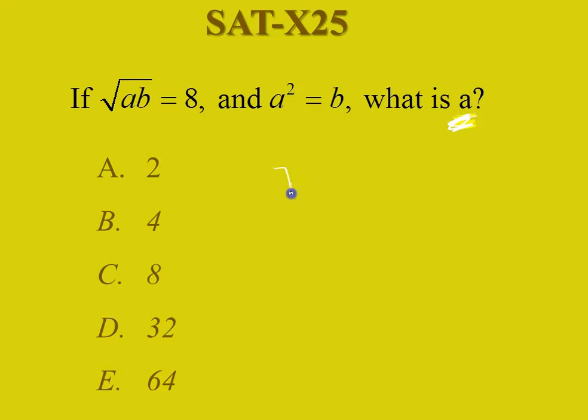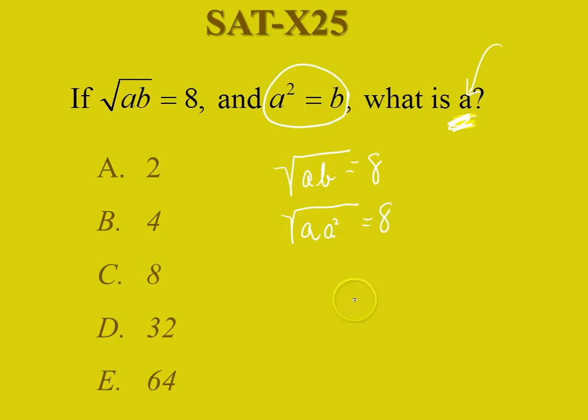So we're given the fact that the square root of AB is equal to 8. Remember, the question is asking what is A. So let's get rid of the B by replacing the B with A squared, because that was given in the second bit of information, that B is equal to A squared. So this is what we have at this point.